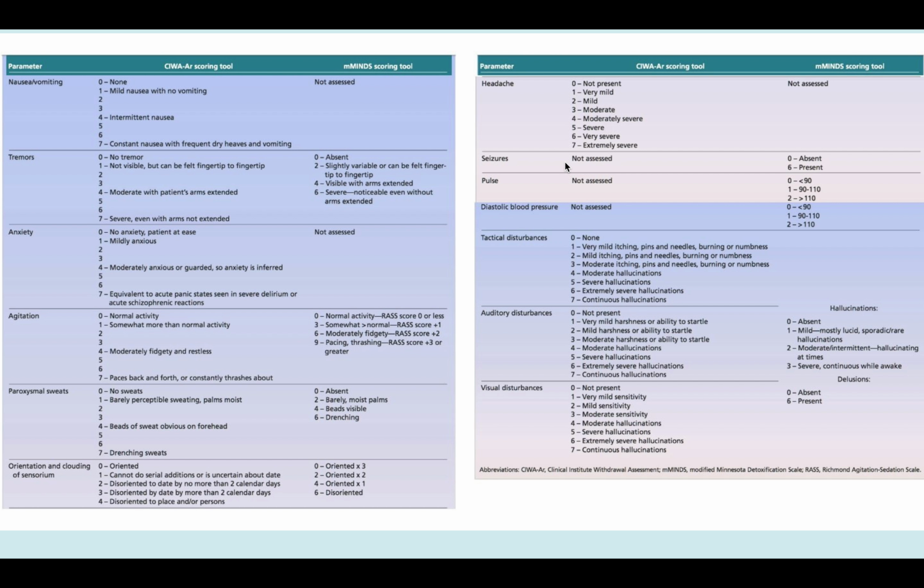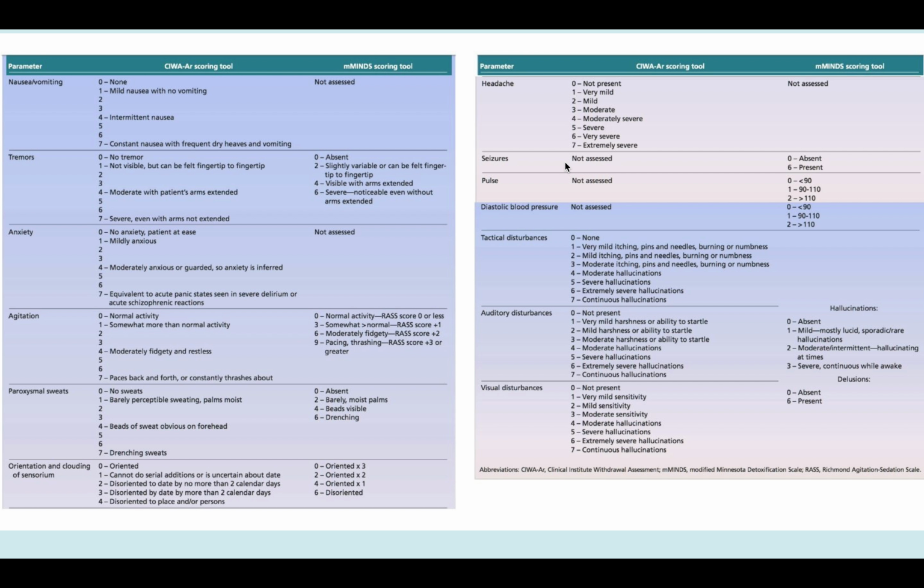CEWA-AR scores patients using 10 parameters, which include nausea and vomiting, tremors, anxiety, agitation, paroxysmal sweats, orientation and clouding of sensorium, headache, tactile disturbances, auditory disturbances, and visual disturbances. 5 of these parameters require the patient to verbalize their symptoms to the clinician.